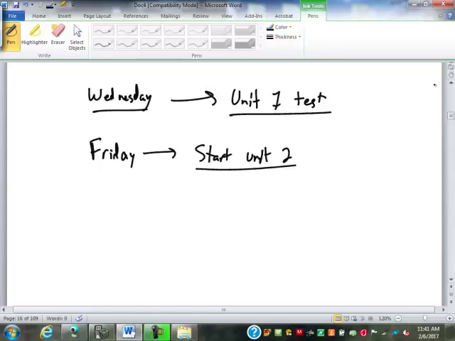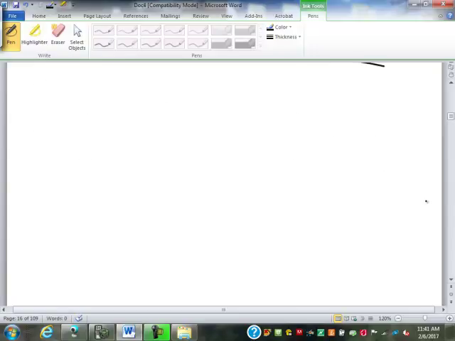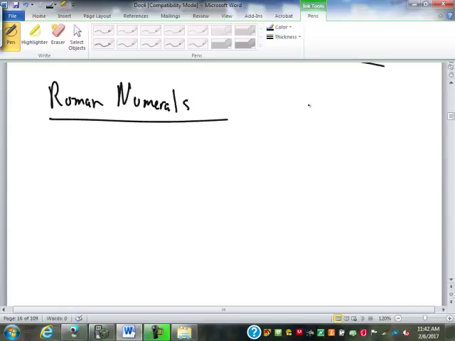Okay, so let's finish up Unit 1 here. Our last topic in Unit 1 is Roman numerals. Roman numerals have become almost extinct. If you do any extensive outlining for English, Roman numerals are still used there, but I've seen some versions of outlining taught now that don't use Roman numerals anymore.